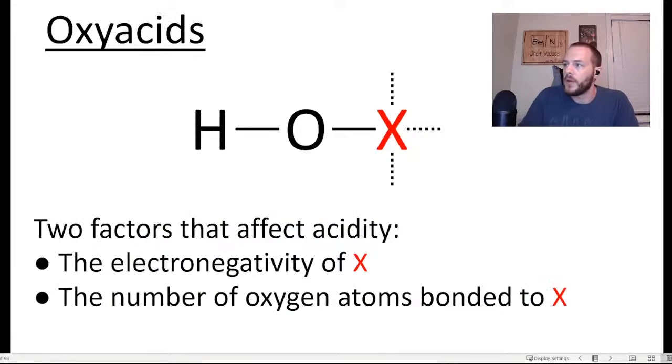So now we're going to talk about oxyacids. For an oxyacid, we can consider this general formula where you have hydrogen bonded to oxygen, and that oxygen is bonded to another atom that we're going to call X, which may or may not have other stuff bonded to it. There are two factors that affect the acidity of an oxyacid. One is the electronegativity of X, the atom to which the oxygen bonded to the hydrogen is bonded. The other factor is the number of oxygen atoms bonded to X. We'll talk about each of these in more detail.